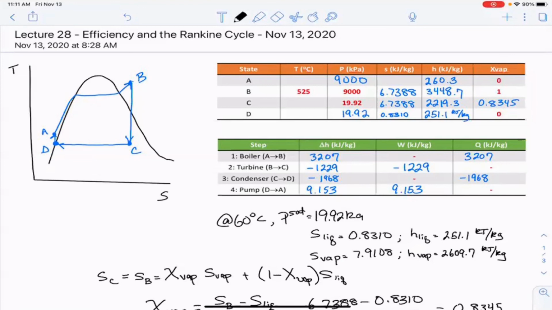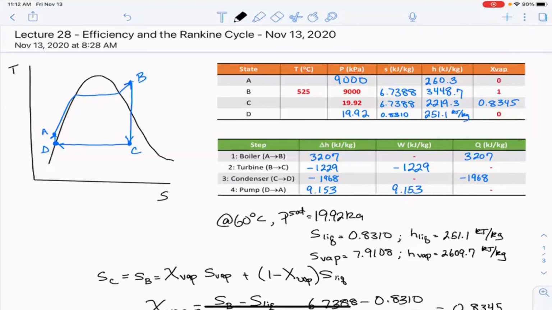The temperatures don't really come into play except the inlet temperature for B, even though we know both state C and D are at 60 degrees. So I would encourage you, in order to help keep yourselves organized as you solve these problems for the first time, make a table. And that way you know what you've calculated and what you still need to do as you solve these problems. Okay.